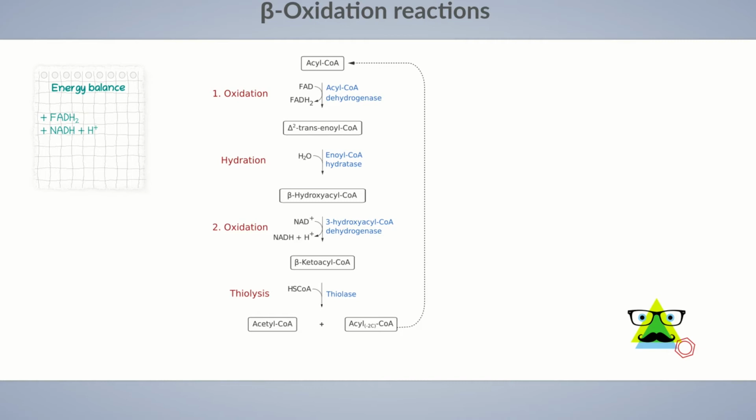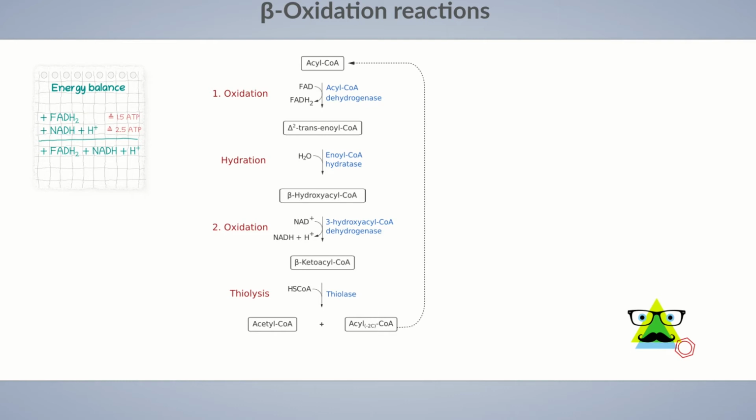Let's look at the energy balance of beta-oxidation. Each cleavage of a C2 unit yields a total of 2 reducing equivalents, 1 FADH2 and 1 NADH and H+. In contrast to glycolysis, fatty acid degradation doesn't directly provide ATP. Nevertheless, fatty acids are a good energy store as they provide reducing equivalents to the electron transport chain to yield ATP, namely 1.5 ATP molecules per FADH2 equivalent and 2.5 ATP molecules per NADH and H+ equivalent.